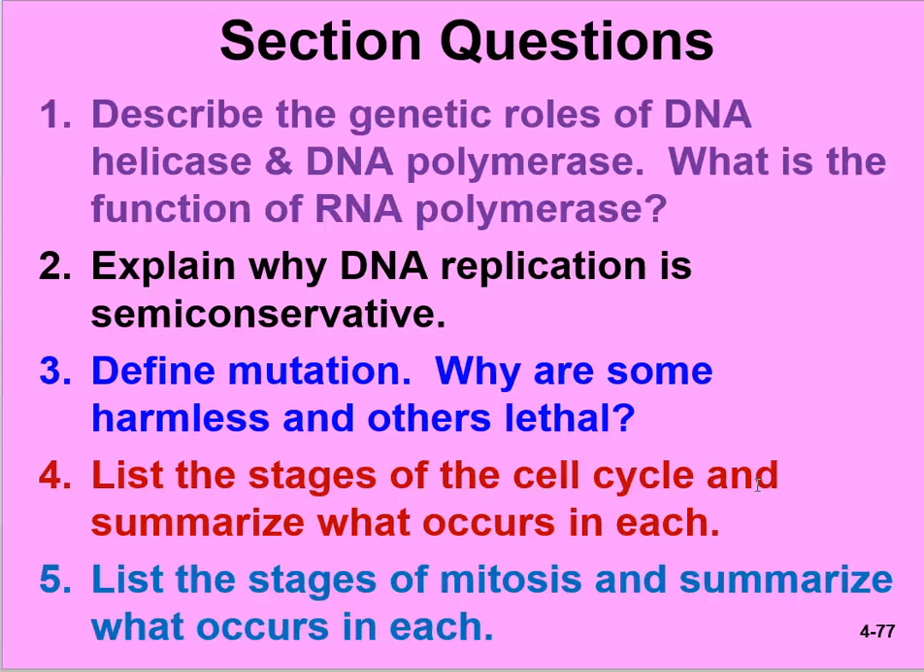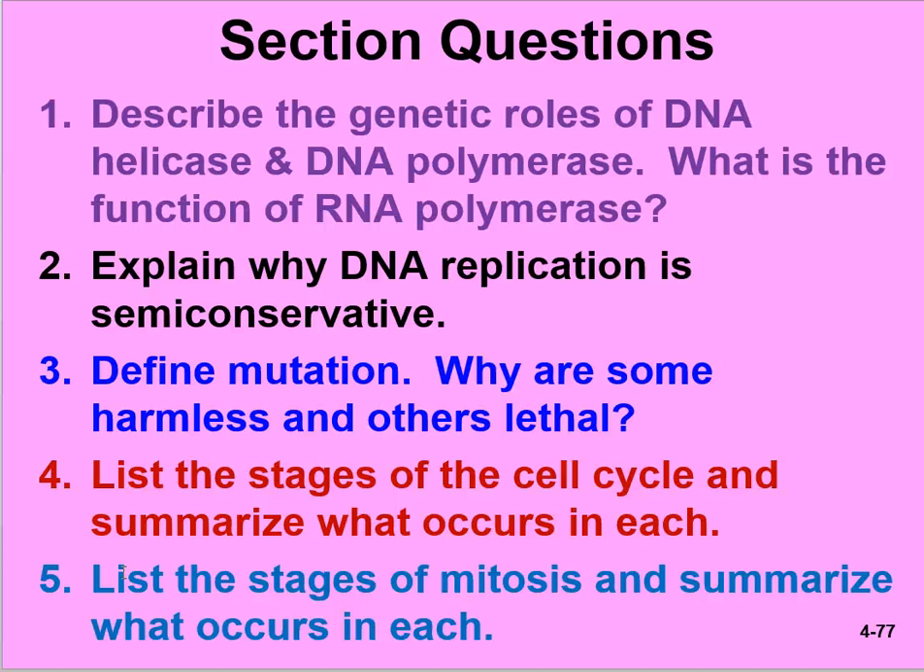A mutation is when a wrong nucleotide gets put in during replication or even during transcription. So why are some harmless and others lethal? A mutation could occur in a non-coding section of DNA, in a part that doesn't code for any amino acid. In that case, it wouldn't matter. If it does occur in one of the codons, then you'll get the wrong amino acid put in place, and then it'll make that protein or enzyme non-functional.